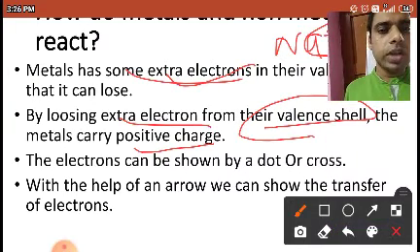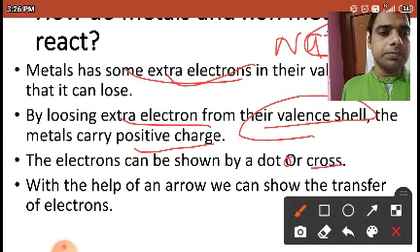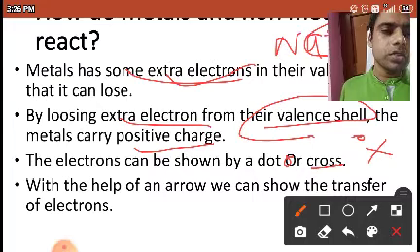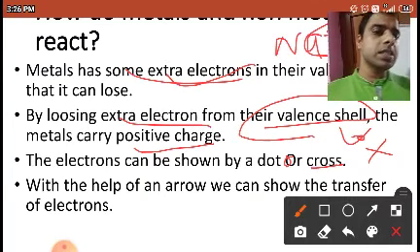Here you have understood. Now you can see the electrons can be shown by a dot, a small o, or a cross. If there is one electron, it can be shown by one dot or one cross, but mostly you have to take the dot.